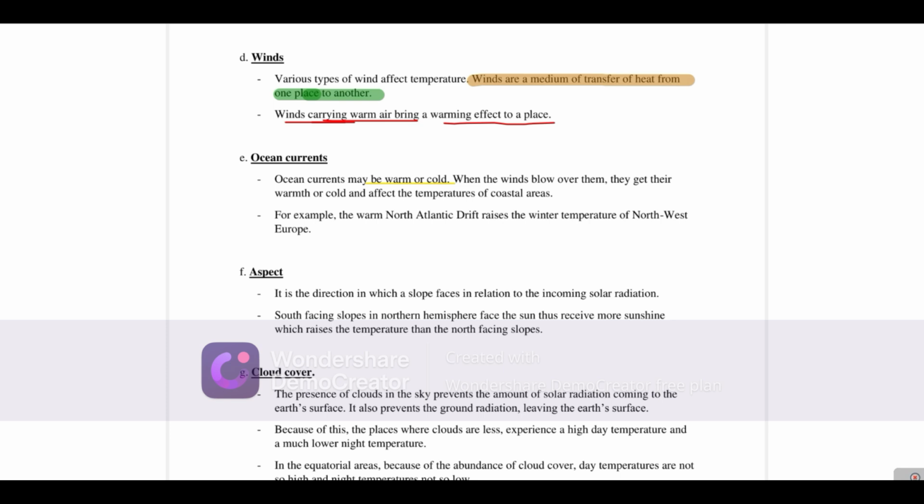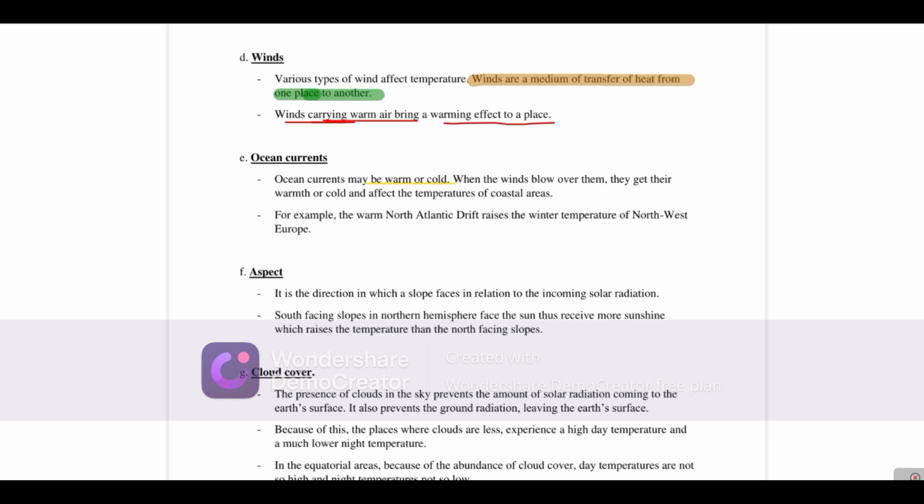There is also the effect of cold ocean currents on the adjacent land. Of course, it is going to bring a cooling effect, and that is why coastal areas near oceans whose currents are cold are going to develop into desert with time, because of that cooling effect.